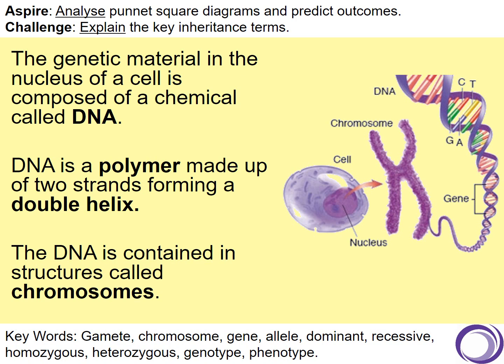Okay, the genetic material in the nucleus of a cell is composed of a chemical called DNA. DNA is a polymer made up of 2 strands forming a double helix. The DNA is contained in structures called chromosomes. So you've got a picture of a cell with a nucleus labelled, and then enlarged from that nucleus you've got a chromosome, and enlarged from that chromosome you can see this double helix DNA polymer, which is 2 strands, and it's what is contained inside all genetic material. Chromosomes are made of DNA.